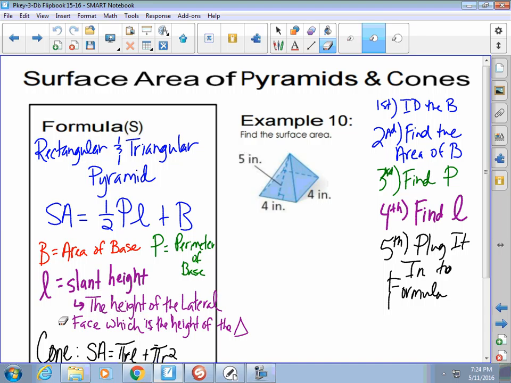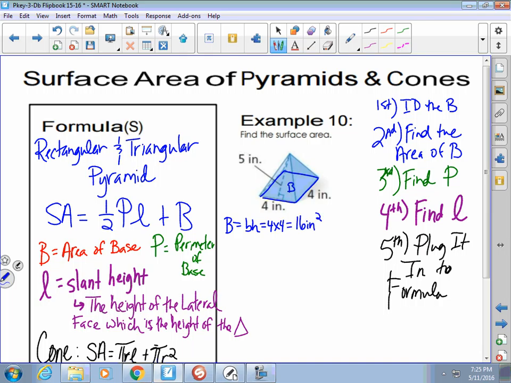So for example 10, our first step is to identify the base. In a pyramid, your base will be at the bottom. I'm just going to highlight that part, and I'm going to put the B there. Our base is a square. And so to find the area of the square, I can do base times height or length times width. And our dimensions are 4 by 4. So our base is 16 inches square.